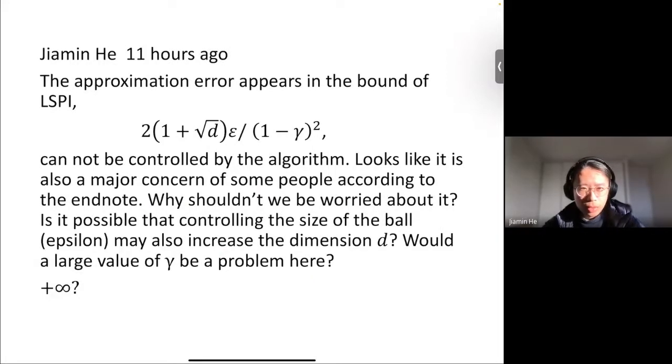So in the bound of the LSPI, there is this term that is not controlled by choosing H or K or N. So I was wondering, why shouldn't we worry about the size of the term, or can we control it? And more specifically, what is the relationship between the dimension of the feature d and the epsilon?